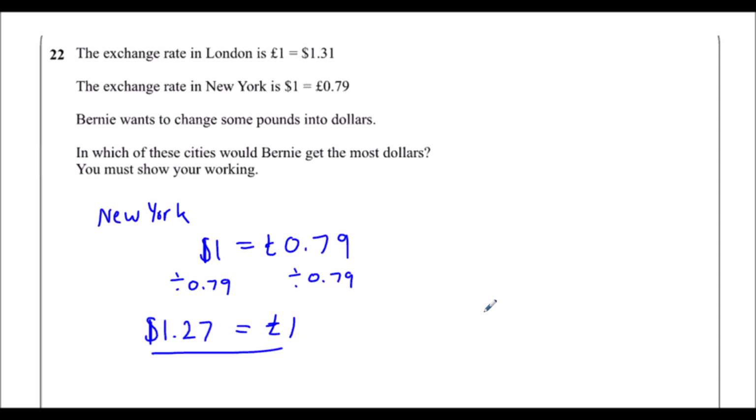In London, £1 will get you $1.31. So which is better? London. You'll get more dollars in London than you do in New York.